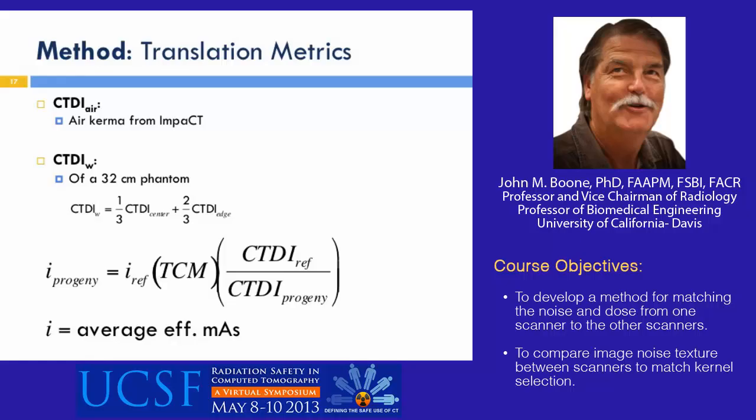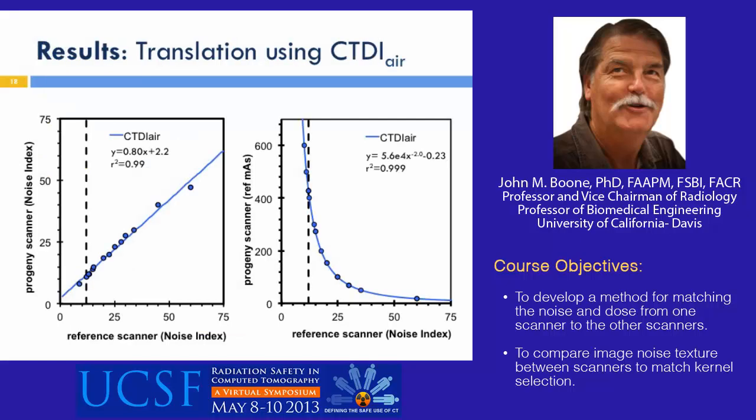On the graph on the left, we have the reference scanner. So the x-axis on the slide on the left is the GE Lightspeed CT scanner. The y-axis on the left curve is the General Electric VCT scanner. And you can see that there's a linear relationship between the noise index values because these are both GE scanners. And you can see that the line of identity is fairly well matched, as you would expect, between 2 scanners, different models, but the same manufacturer.